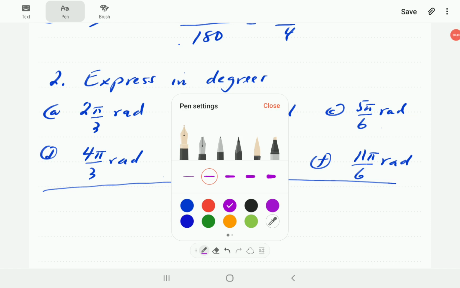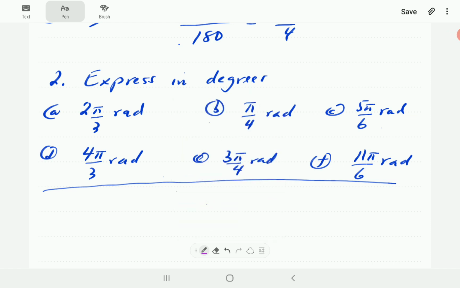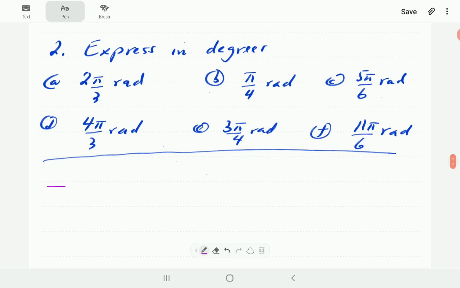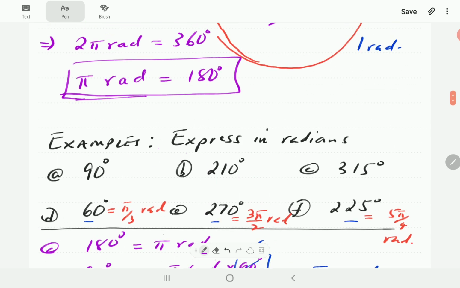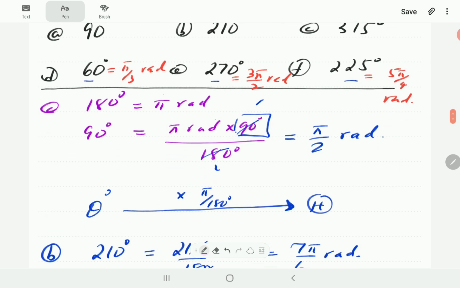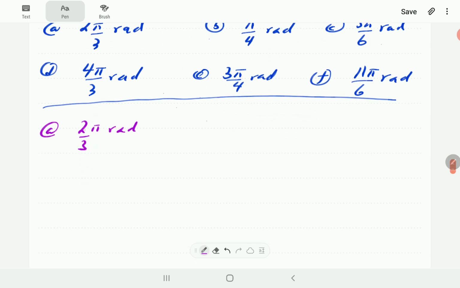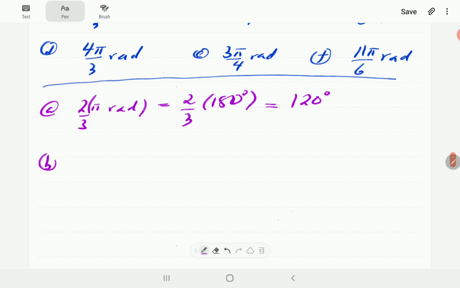Alright, so this time we're going to convert from radians to degrees, and the main thing here that we do is simply replace pi by 180 degrees, because remember that pi radians is 180 degrees. So here we've got pi radians here, so simply going to write this as 2/3 of 180 degrees. 3 goes 60 times there, so that's going to be 120.